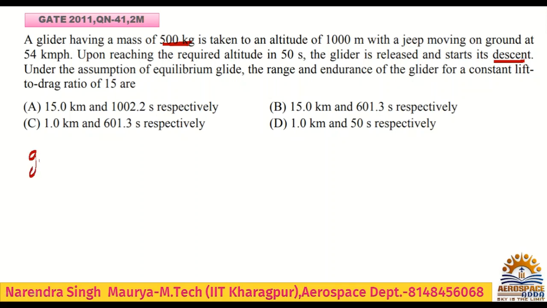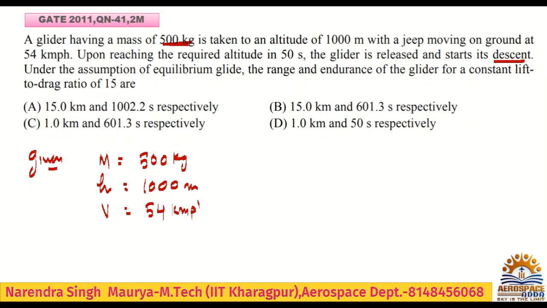So here the given quantities we need to write first. The mass of the glider is given as 500 kg. Altitude is given as 1000 meter, from where it starts gliding. Velocity is given as 54 km/h. We will convert it: 54 times 5 by 18, so it becomes 15 meter per second. Upon reaching the required altitude in 50 seconds, so time is clearly mentioned here. What is the time they have given? 50 seconds. So the glider is released and it starts its descent.